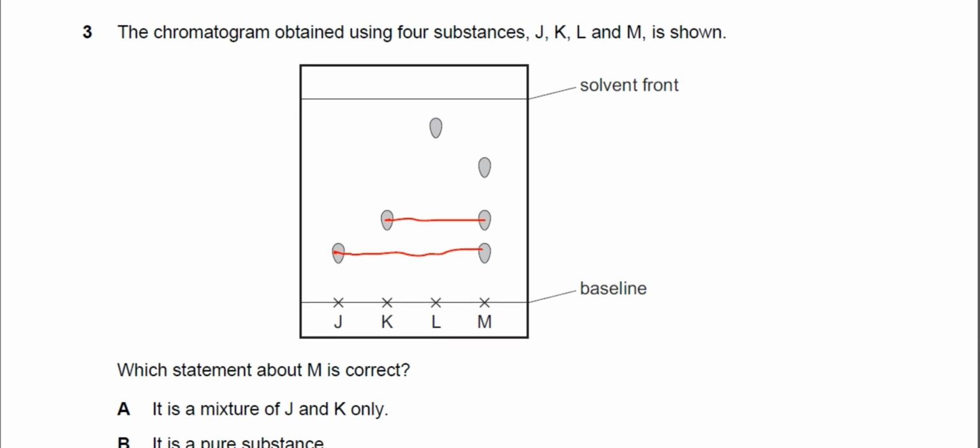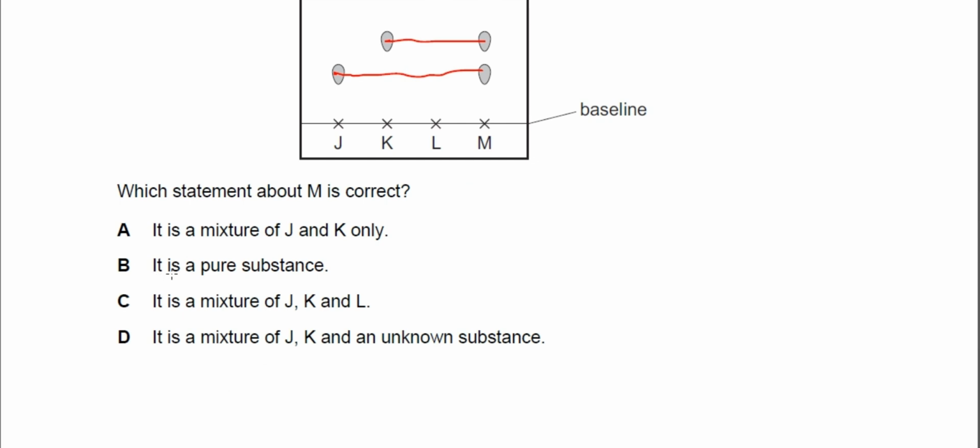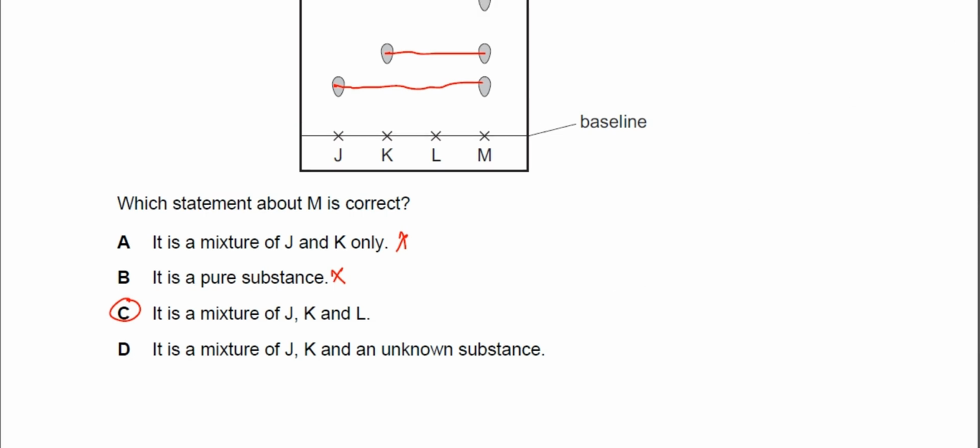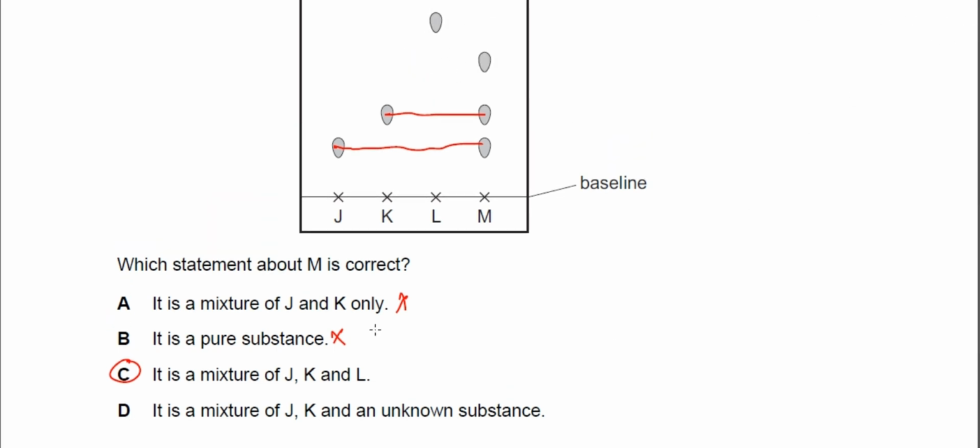Okay, so now checking the other options. It says that it is a pure substance. No, that's wrong again. It is a mixture of J, K and L. Yes, it is correct, so we are going to choose this. Why is the other not correct? He says it is a mixture of J, K and an unknown substance, but from this diagram we can see L is not present in M. So we can say this is an unknown mixture. So D is the correct description.